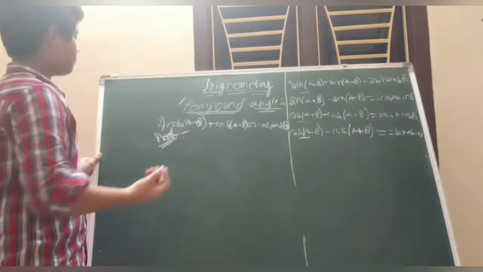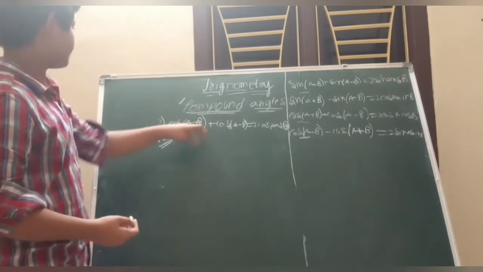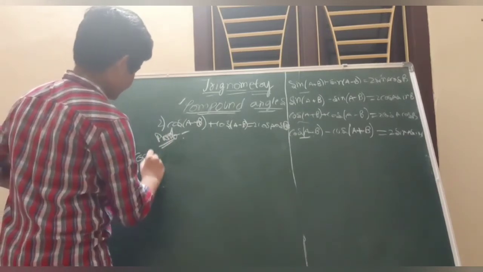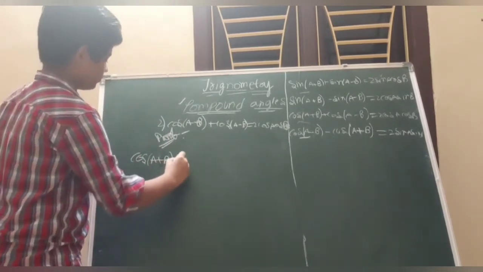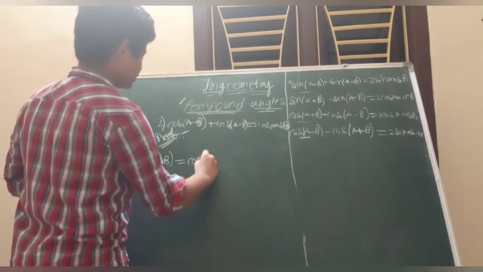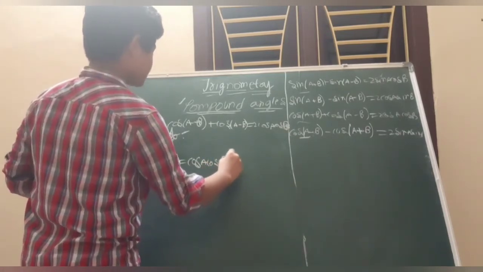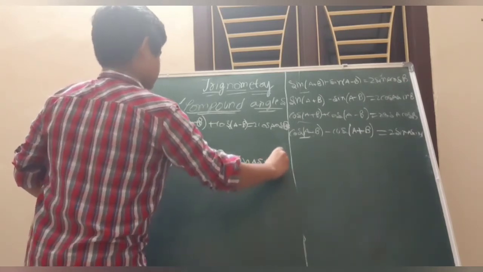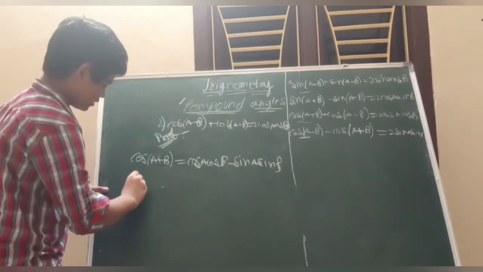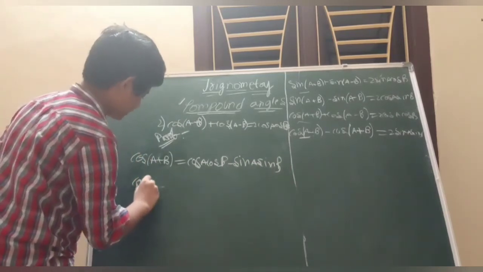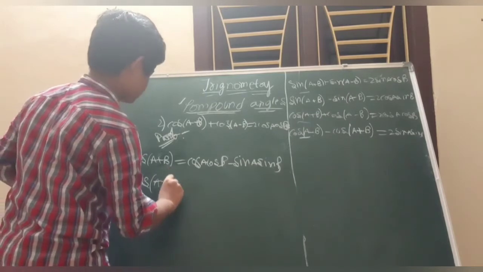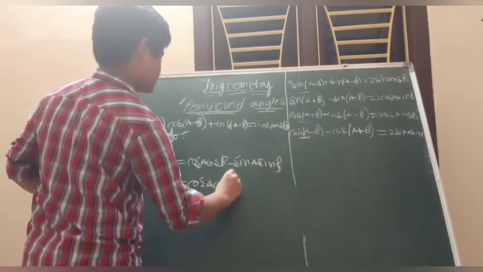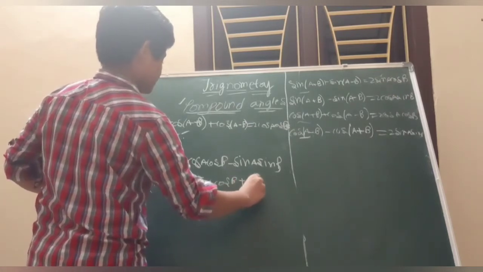So again we know the formula of cos of A plus B, that is cos of A plus B is equal to cos A into cos B minus sin A into sin B, and cos A minus B is equal to cos A cos B plus sin A into sin B.